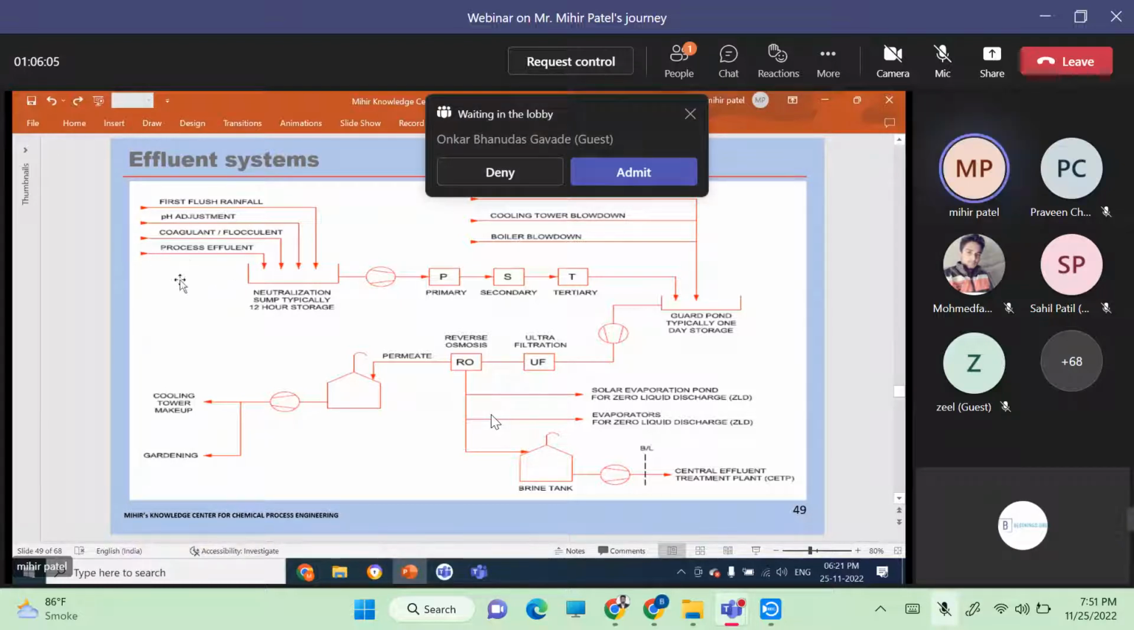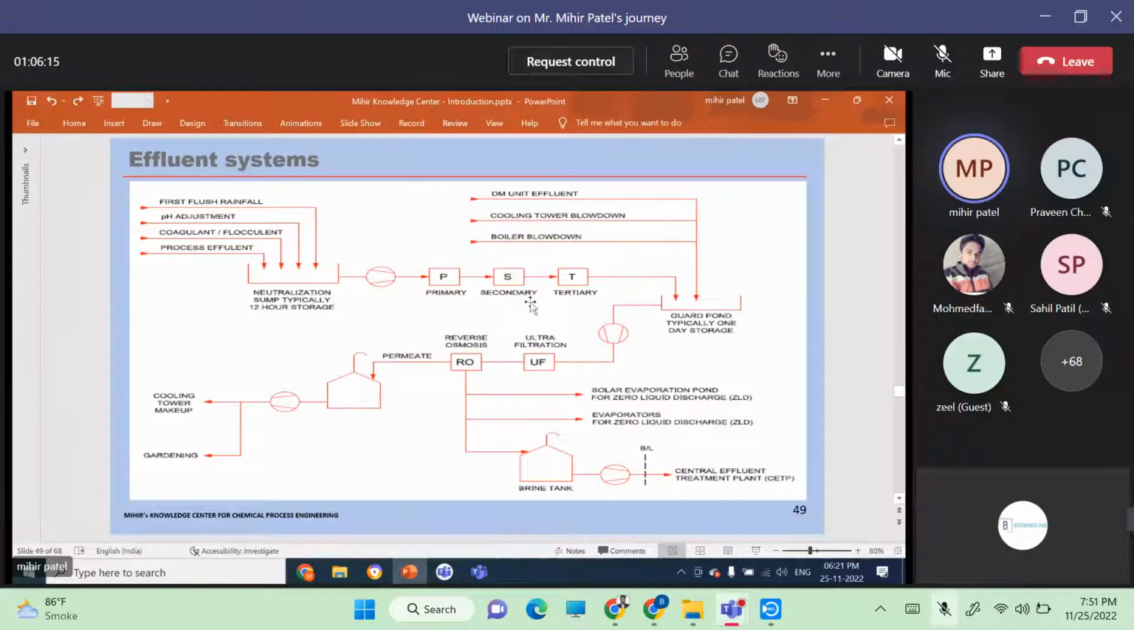You add pH adjustment, coagulant, flocculant, process effluents. Then basically this is the main ETP plant, primary treatment, secondary treatment, which is biological reactors here, and then tertiary treatment, which is activated carbon filters. So you have clarification.